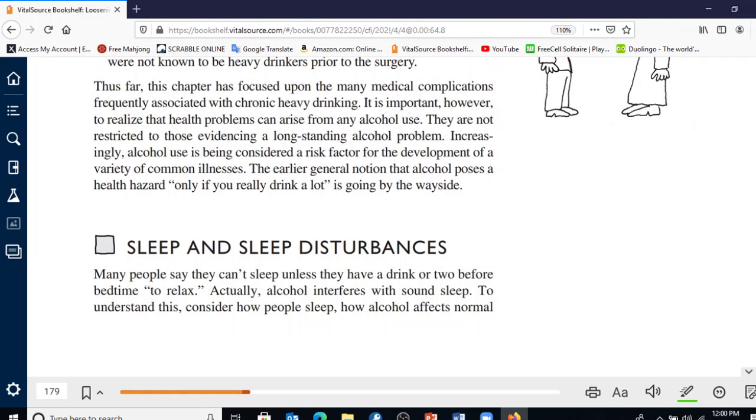Now, sleep and sleep disturbances. This is a big deal when you're working with chemically dependent people. Lots of folks who have chemical dependency claim that they cannot sleep when they don't have something to drink, and they're probably right. They've lost the ability to do that. They've drunk themselves to sleep.